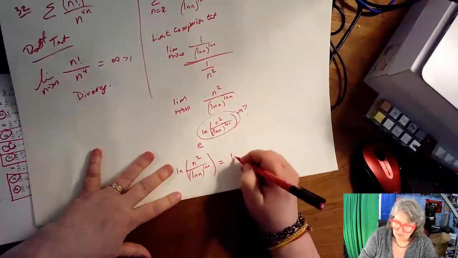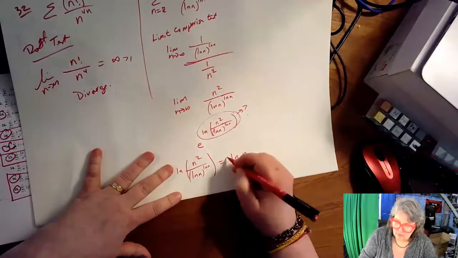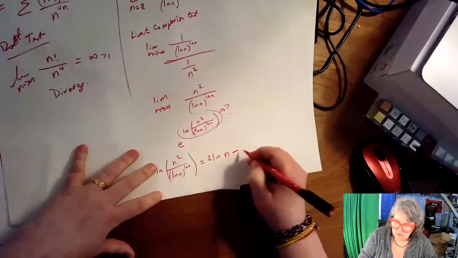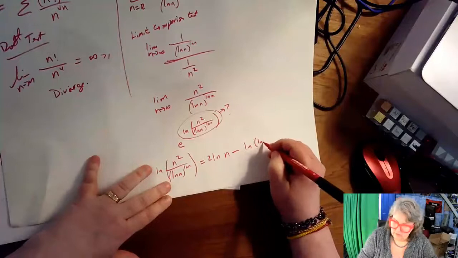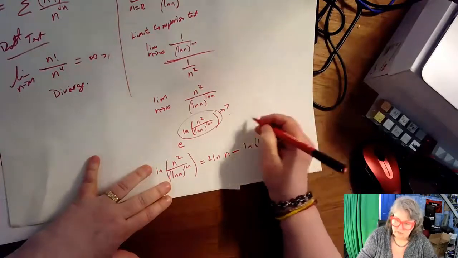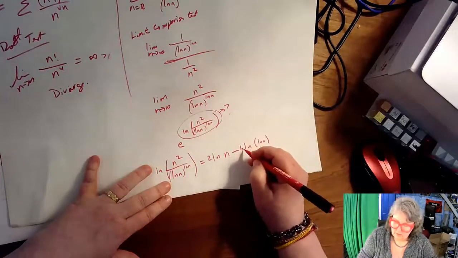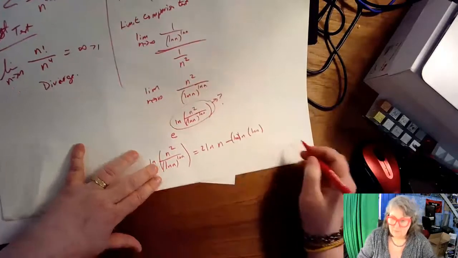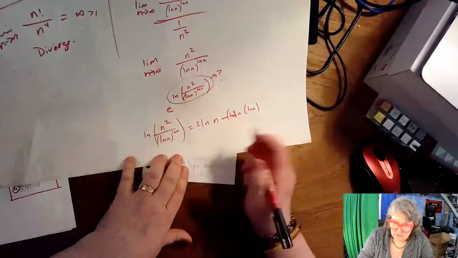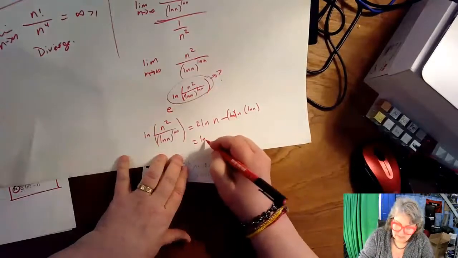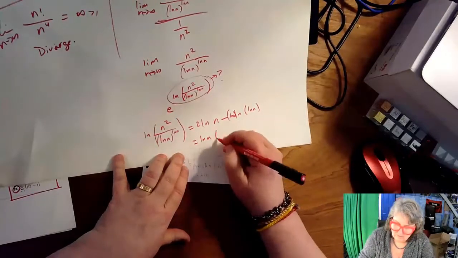Which means I have the natural log of the top, n squared, so the 2 goes to the front, minus the natural log of the second one, which is the natural log of n raised to the natural log of n, which can come up front, because it's a power. Now, I notice I have the natural log of n here, the natural log of n here. I'm going to factor that out just so I can see a little better what's going on.